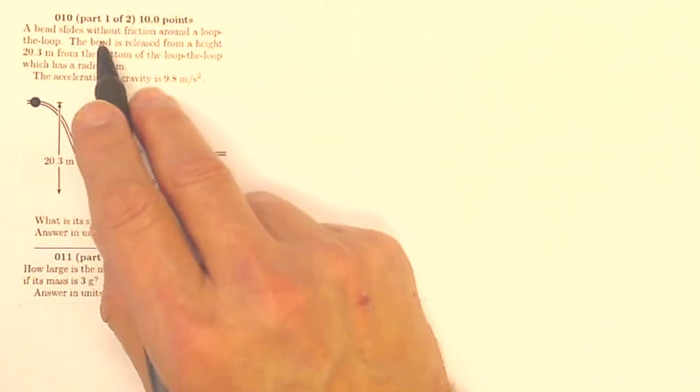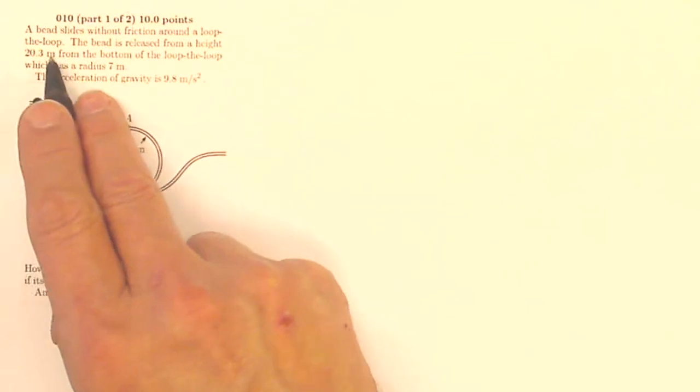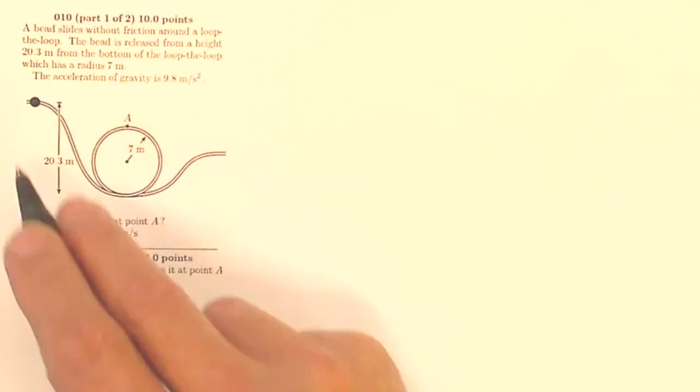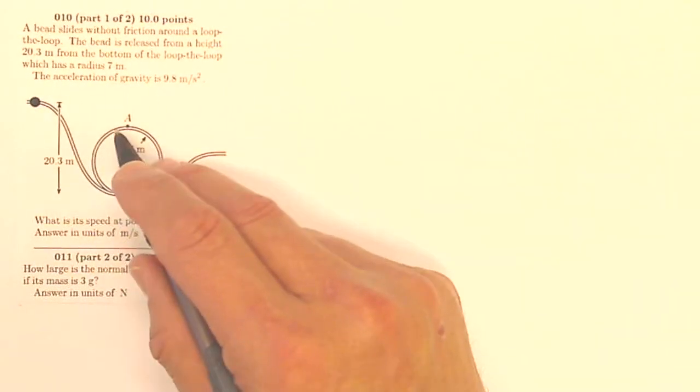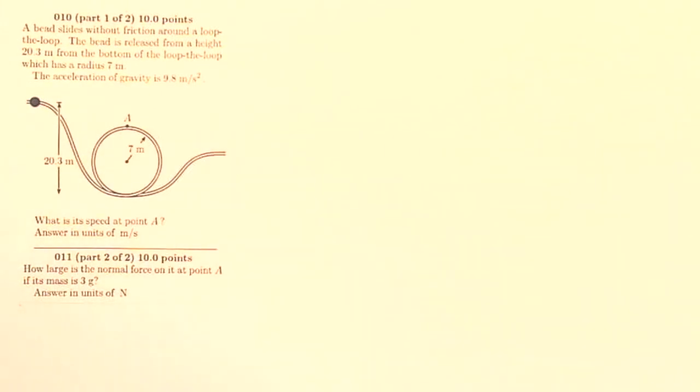Question 10: a bead slides without friction around a loop-the-loop. The bead is released from a height of 20.3 meters from the bottom of the loop-the-loop, which has a radius of 7 meters. What is the speed at point A? Answer in units of meters per second.